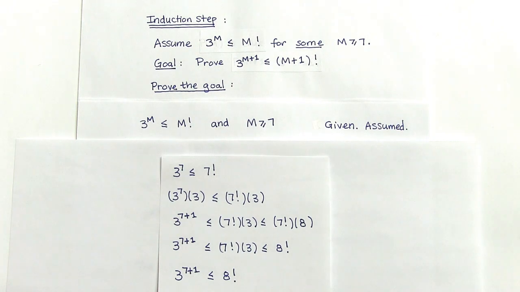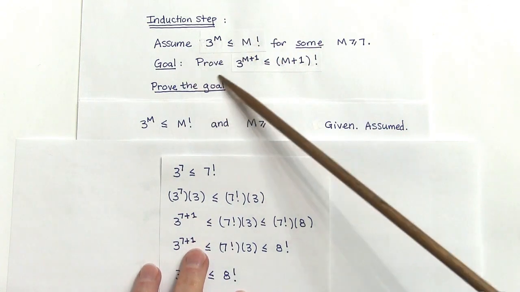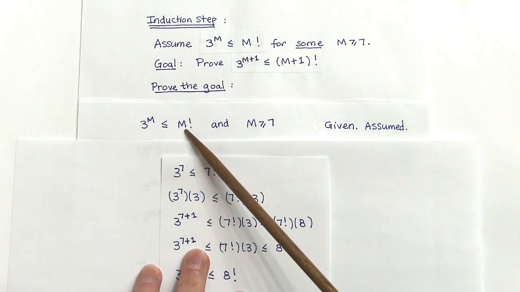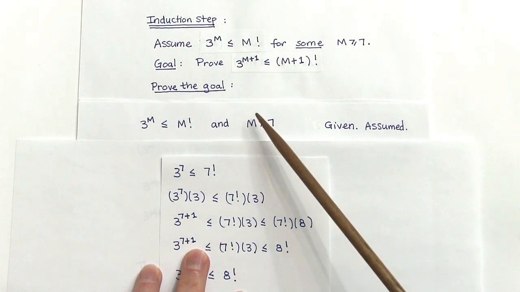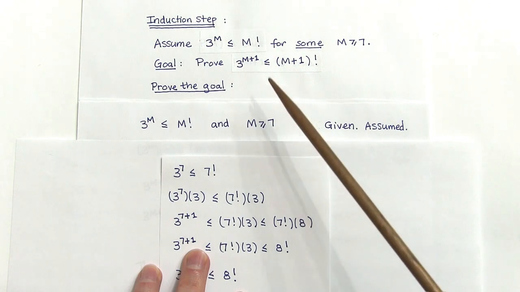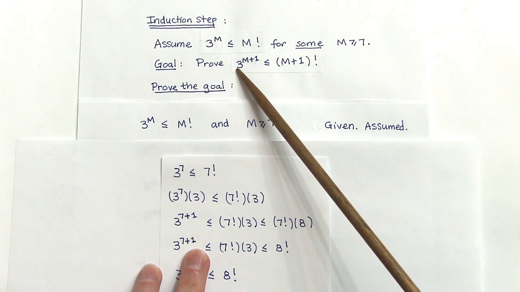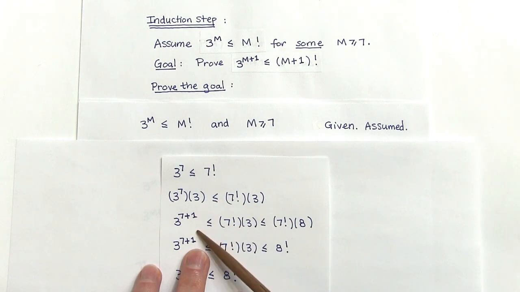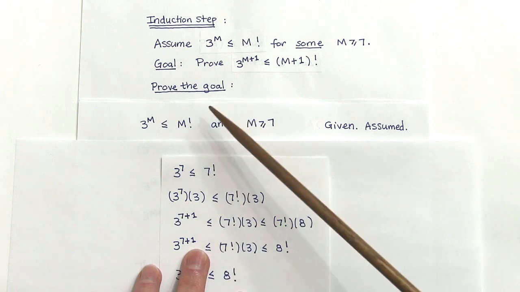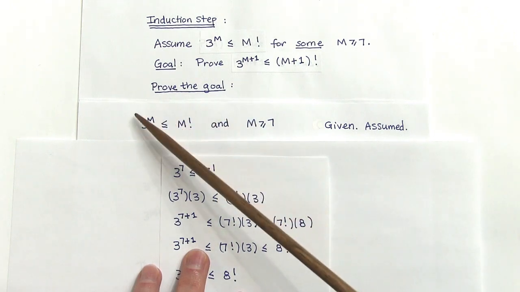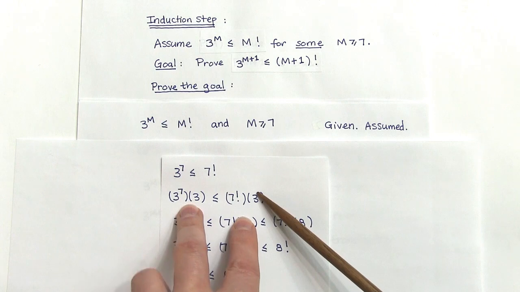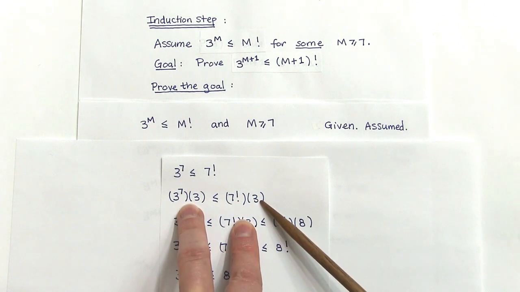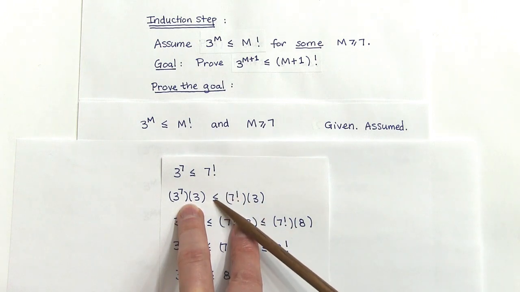So going back to the induction step, how do I accomplish this? I'm assuming that 3 to the m is less than or equal to m factorial for some value m greater than or equal to 7, and my goal is to prove that this is true for m plus 1. I can use this little calculation as a kind of a model as to how to proceed. What should I do next? What I did here, I multiplied both sides of my inequality by 3, and the inequality was maintained.